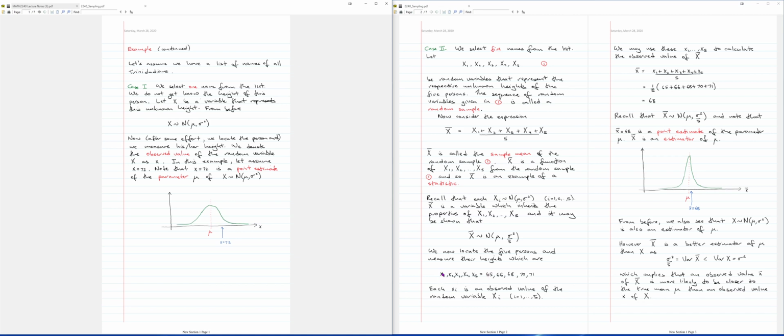So your small x1 is 65, small x2 is 66, and so on. These are observed values of your random variable over here.